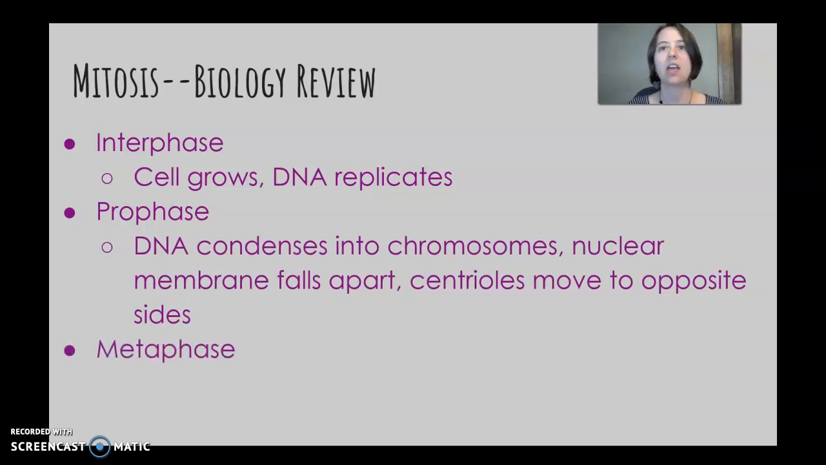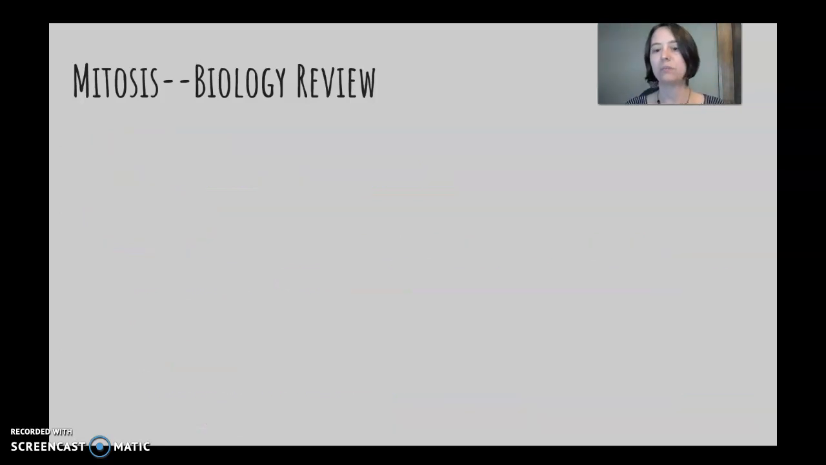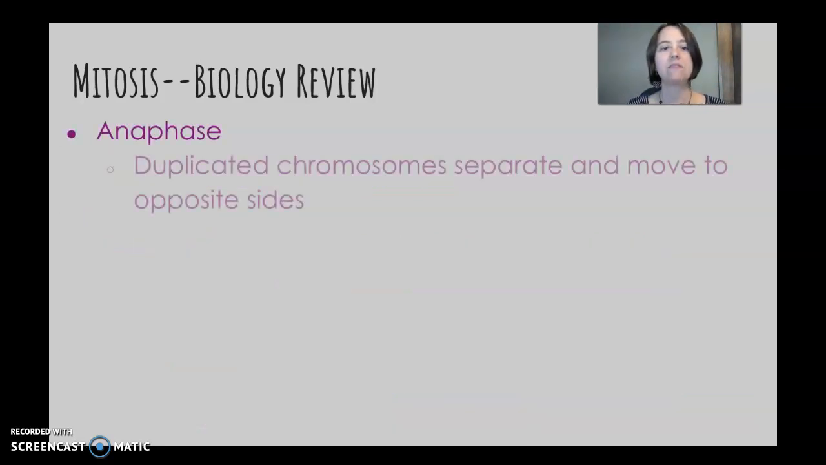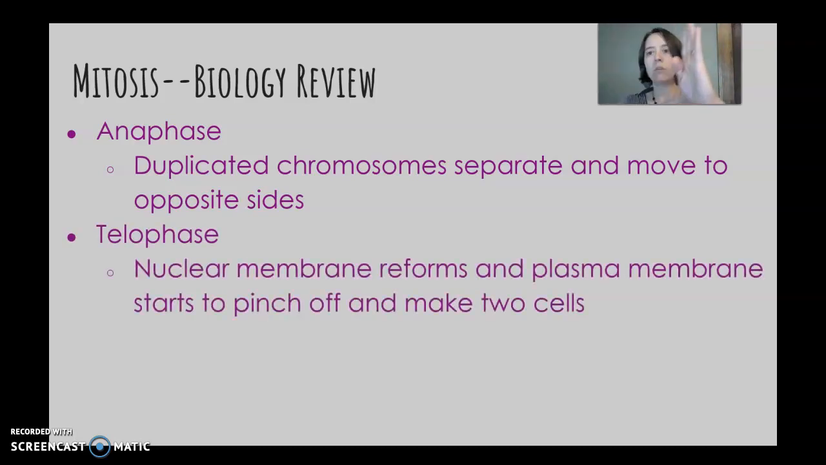of the cell, and then we move into metaphase, where the chromosomes line up at the cell and the spindle fibers attached to the centromeres in the middle. And then we have anaphase, where these duplicated chromosomes separate and they move to opposite sides. And then we have telophase, where that nuclear membrane reforms and the plasma membrane starts to pinch and make 2 identical cells.